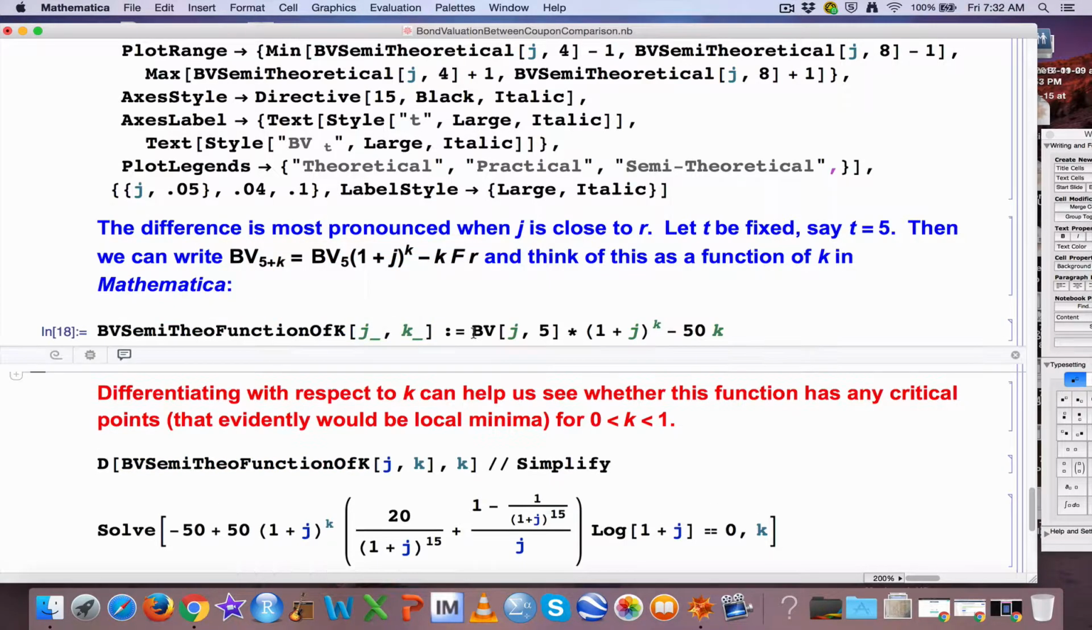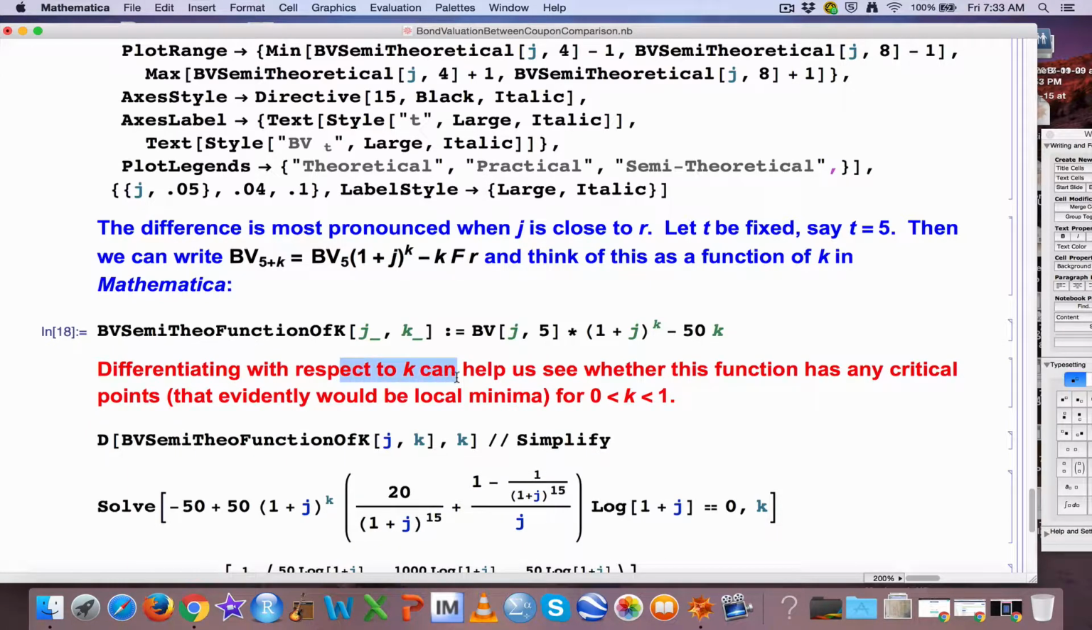But then I'm going to think of this now as a function of k and differentiate it with respect to k and think about what that means about the graph we just saw. Now you might be wondering, why is that going to tell us about what we want to know?